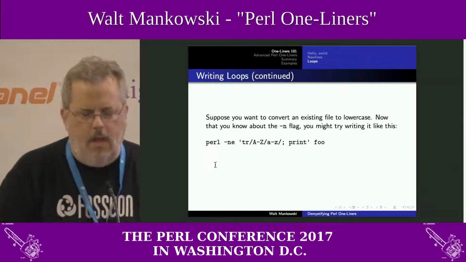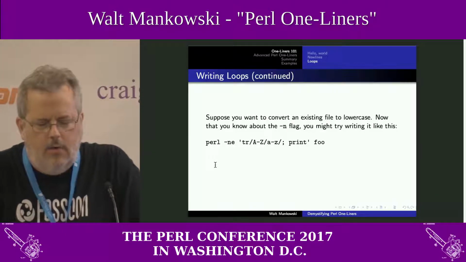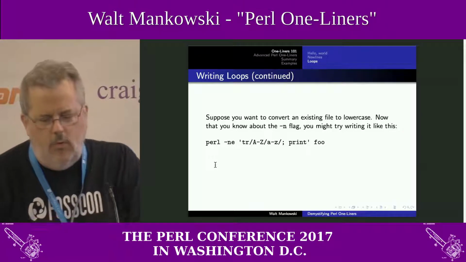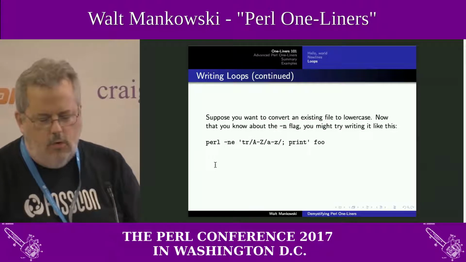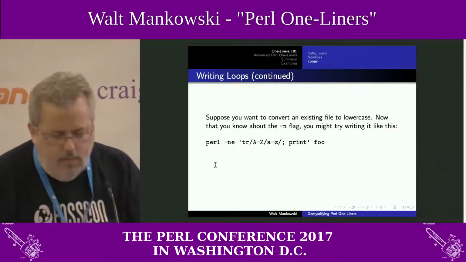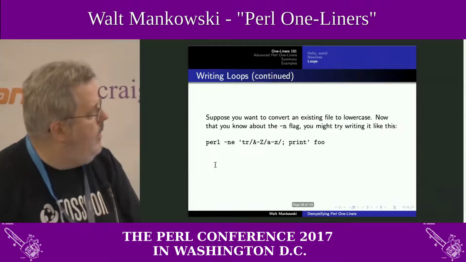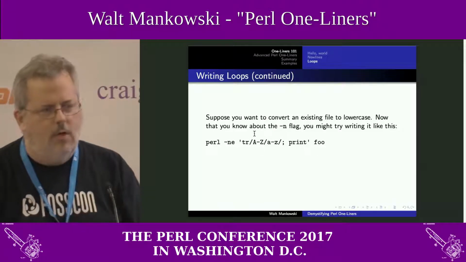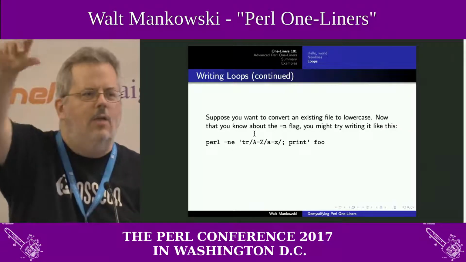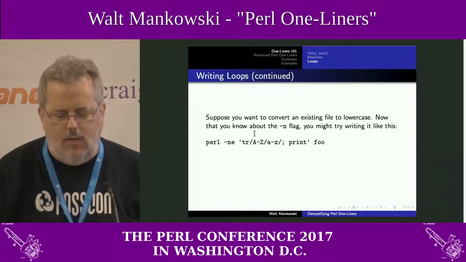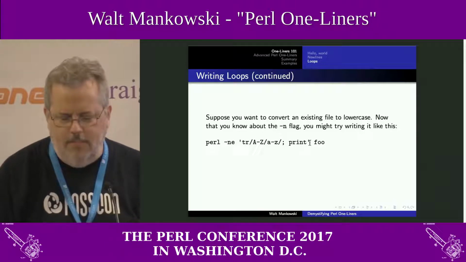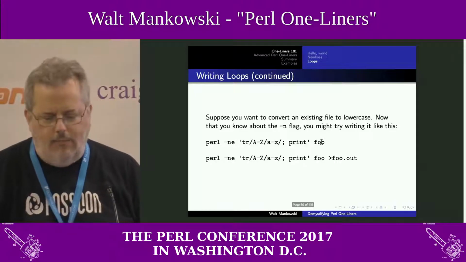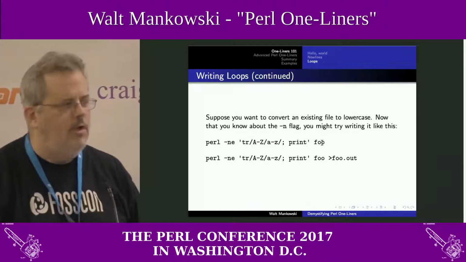All right, so here's another common pattern where you want to convert a file to lowercase. So you could do this, and what we're going to do is just use the tr command to take all the characters from A to Z and capital A to Z and translate them to lowercase a to z, and then print them out at the end. And if you do this, it's just going to print them out to standard out. And if you want to print them to a file, you redirect the standard out.